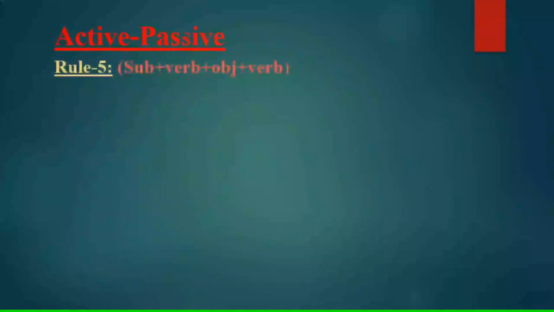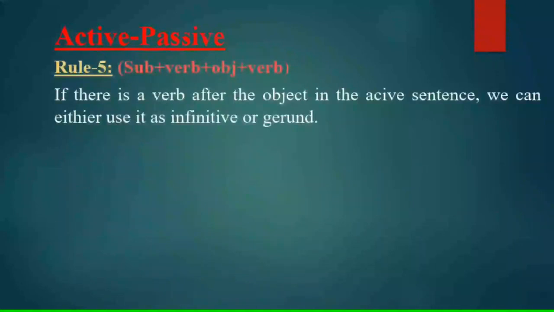Rule number 5, subject plus verb plus object plus verb. So if you have a verb after the object in your sentence, then you have to follow this rule. If there is a verb after the object in the active sentence, we can either use it as infinitive or gerund. So here is an example for you.